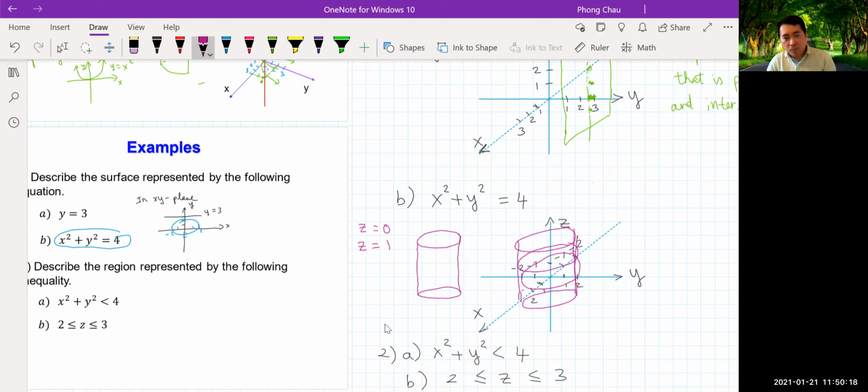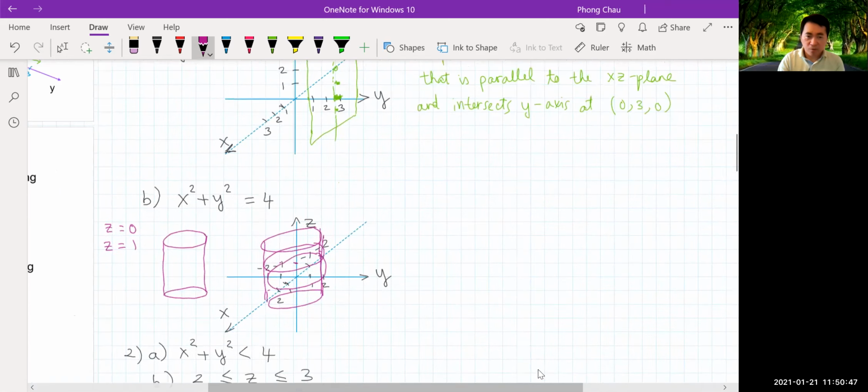So the graph of x squared plus y squared equals 4 is a cylinder. Where is the center? It's here. So the z-axis will be the axis of the cylinder. The radius is still 2. But what's the height? It goes all the way up and down. There's no z in the equation, so it goes to positive and negative infinity.